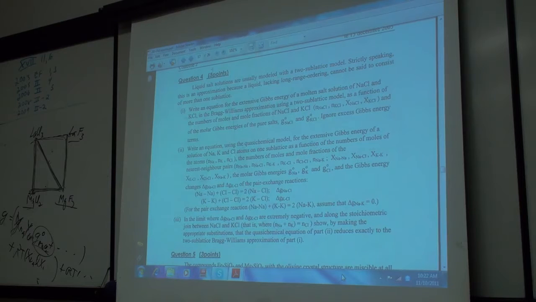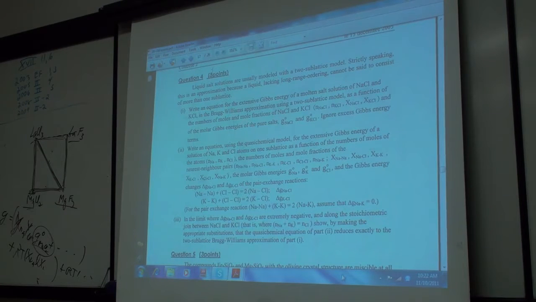Liquid salt solutions are usually modeled with a 2 sublattice model, like sodium chloride, as we've done here. Now you can do this in a solid, but strictly speaking, this is an approximation, because a liquid which lacks long-range order cannot be said to consist of more than 1 sublattice. No matter how ordered it is, if you go far enough away, there's no long-range order.